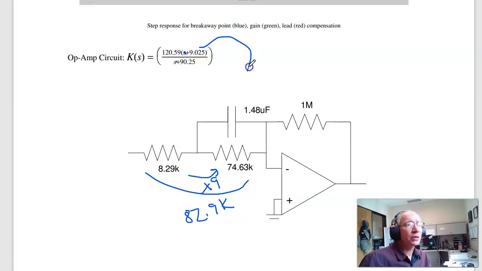Then finally the 0 shows up right here. The 1 over RC time constant is the 0, so 1 over RC is 9. R is 74K, solve for C, C is 1.48 microfarads. So this is one solution for that k of s. There are others.